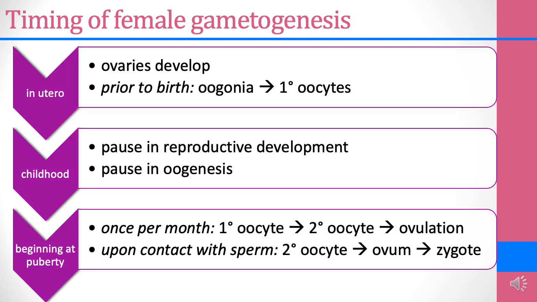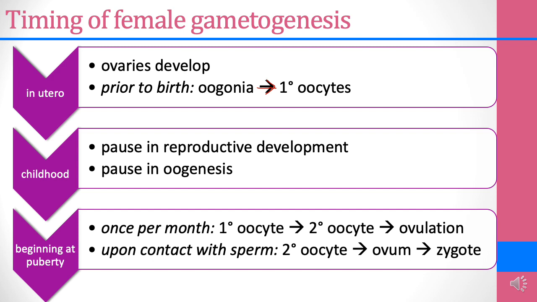Okay, the timing of female gametogenesis is way different. Ovaries develop in utero, and prior to birth, all of the oogonia that are going to become oocytes go through that transition. So they go through mitosis to become primary oocytes. It's been said that a girl has all the eggs she's ever going to have when she's born. What is meant by that is that a girl has all of the primary oocytes she's ever going to have when she's born.